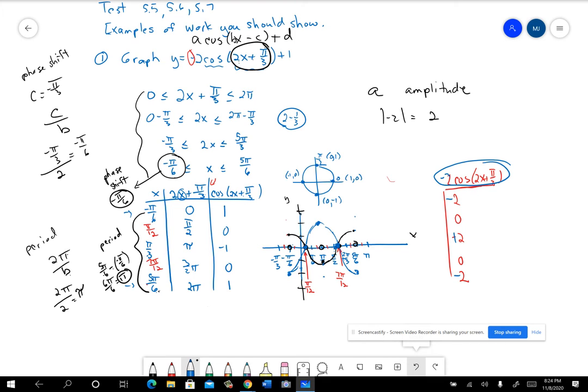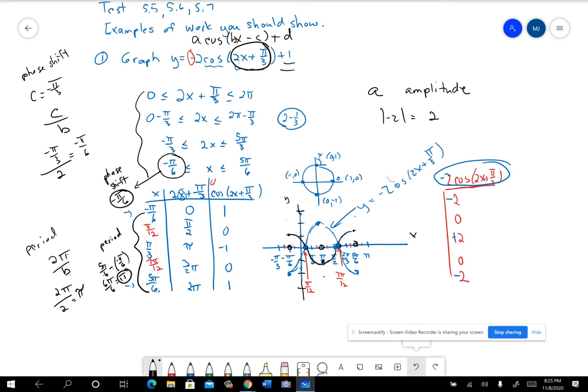Okay, so that's this guy right here, 2x plus pi over 3, okay? All right, and then the last thing we're going to do is take care of that plus 1. I'm going to do that in black. That's not too bad. That's just every single point shifting.